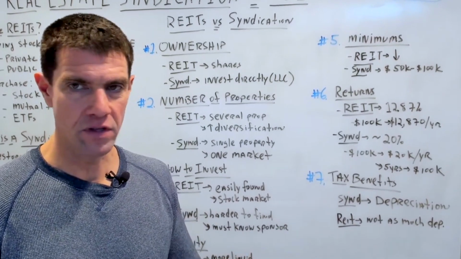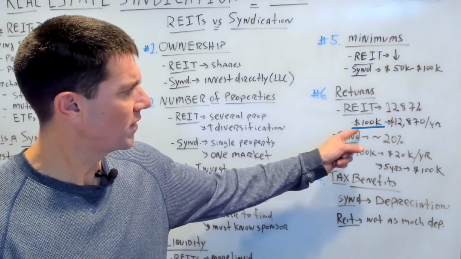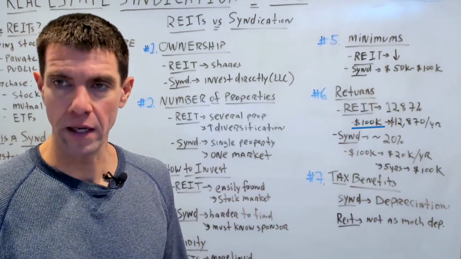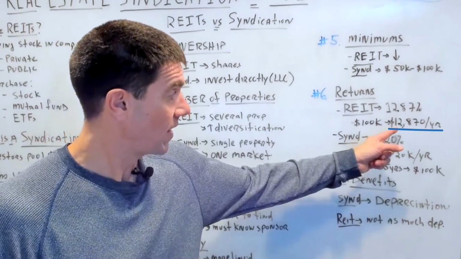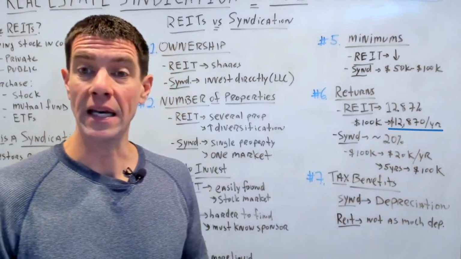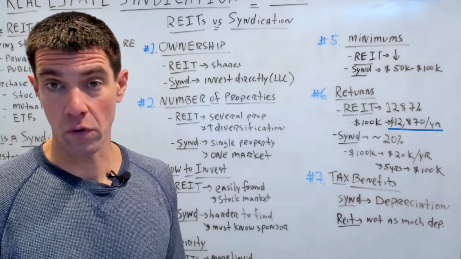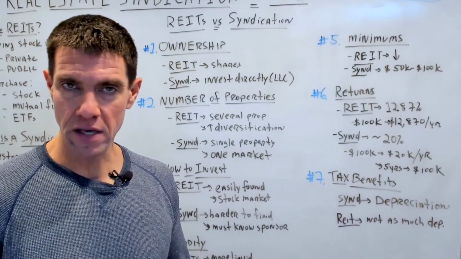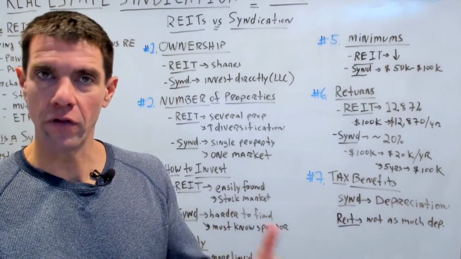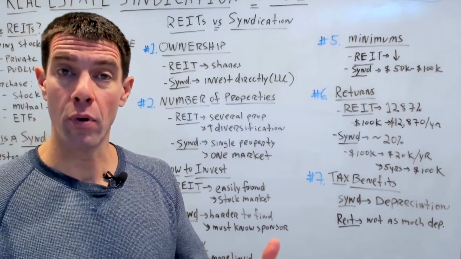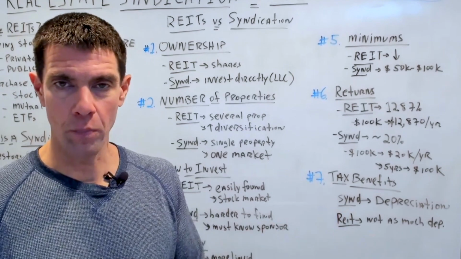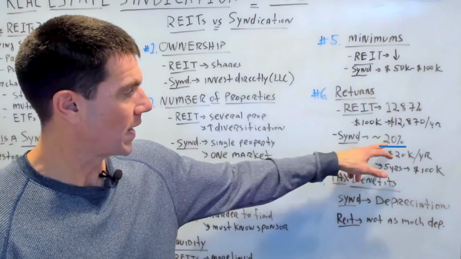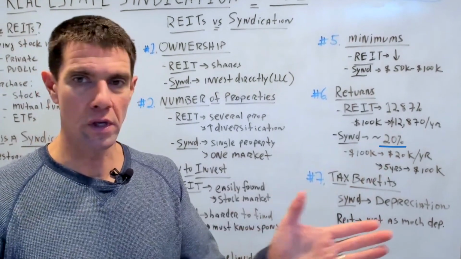This means on average that if you were to have invested $100,000 in a REIT, you could expect somewhere around $12,870 a year in dividends, which of course is a great ROI. Syndications, however, between the cash flow that you'll get every quarter and the profits from whenever the asset sells after the hold period, these typically can average around 20% a year once you look at both of those.